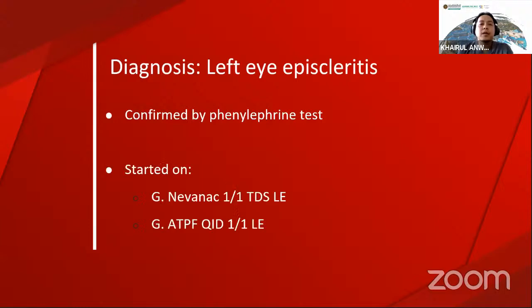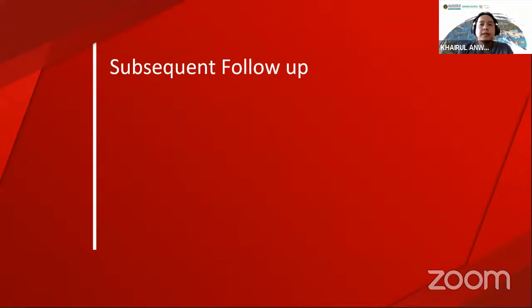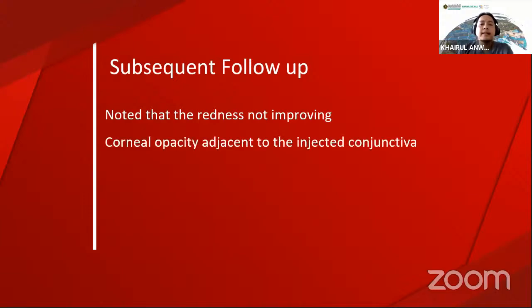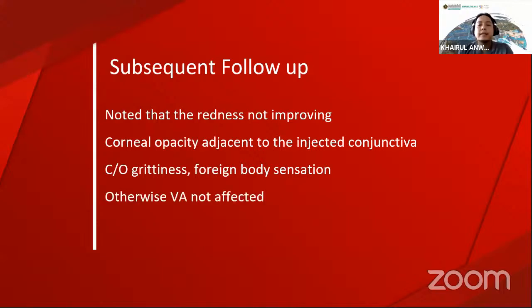The patient was started on Nevanid, which is a non-steroidal anti-inflammatory drug, and also artificial tears. Then on subsequent follow-up, we noted that the redness was not improving, and there was an associated corneal opacity adjacent to the injected conjunctiva. She was complaining of grittiness and foreign body sensation over the nasal side of the left eye, but otherwise her visual acuity was not affected. Anterior and posterior chamber examination was unremarkable.